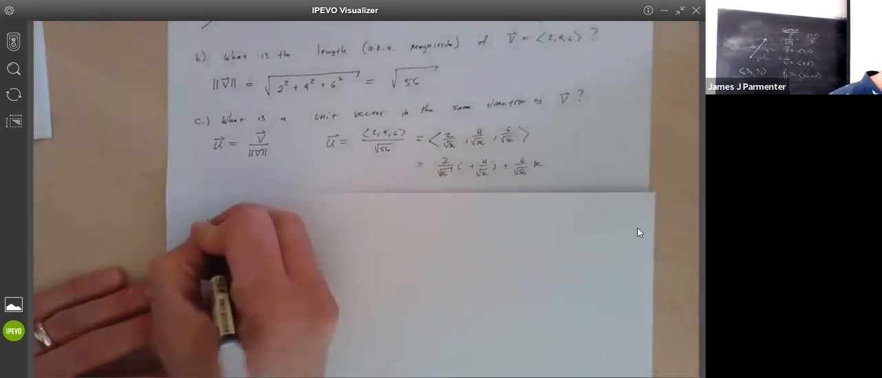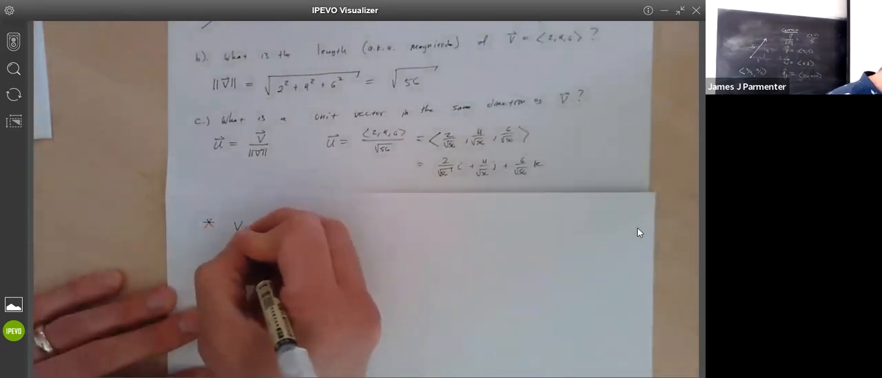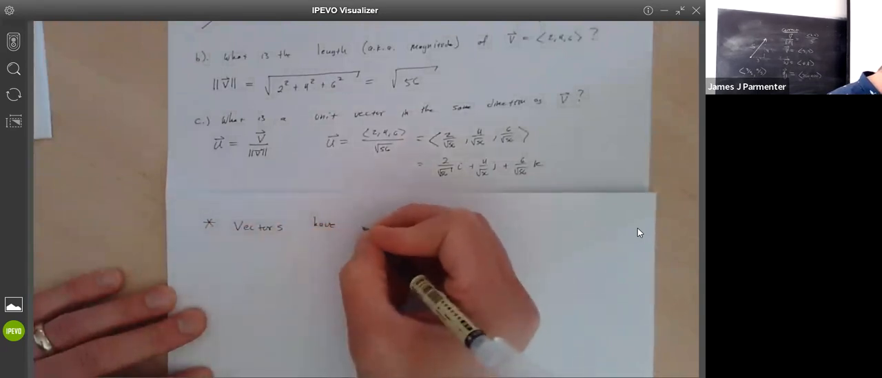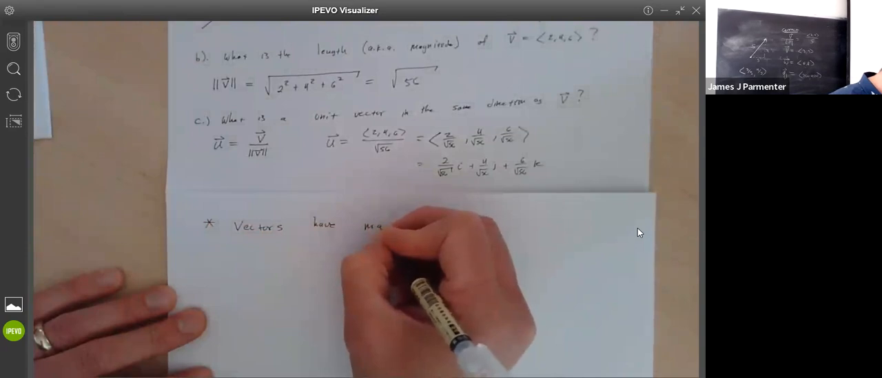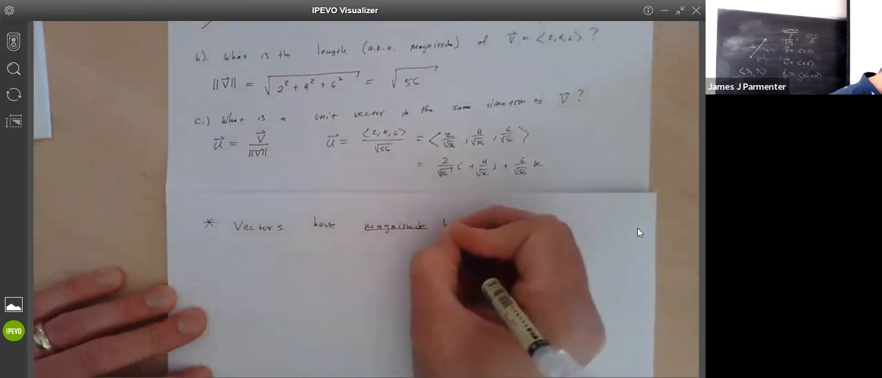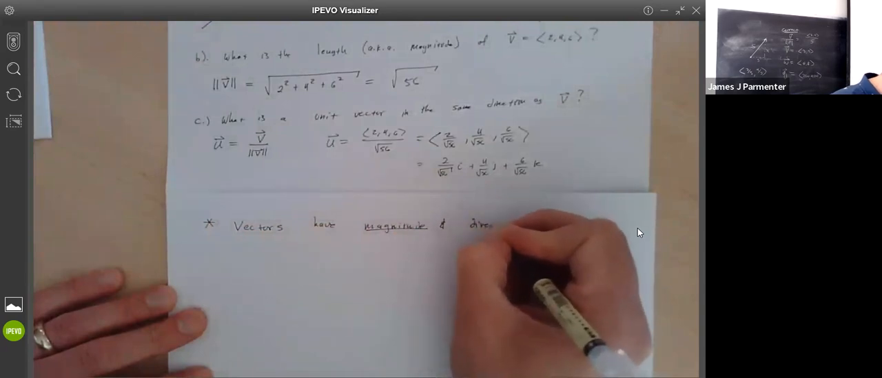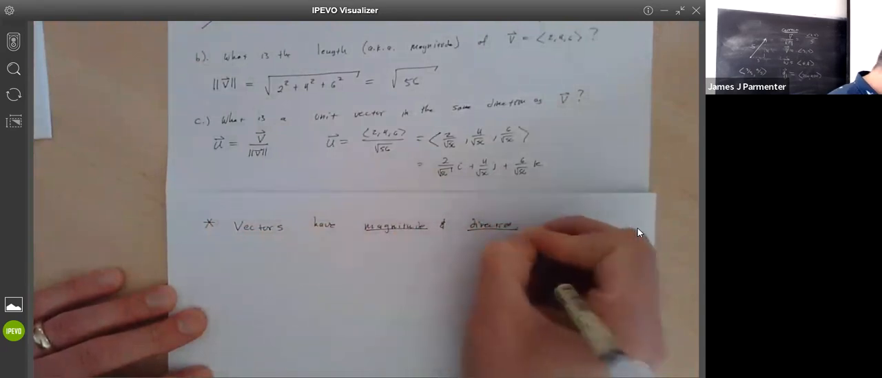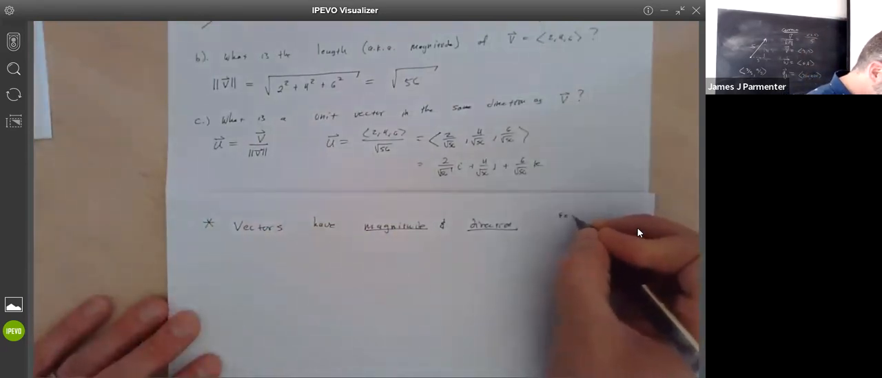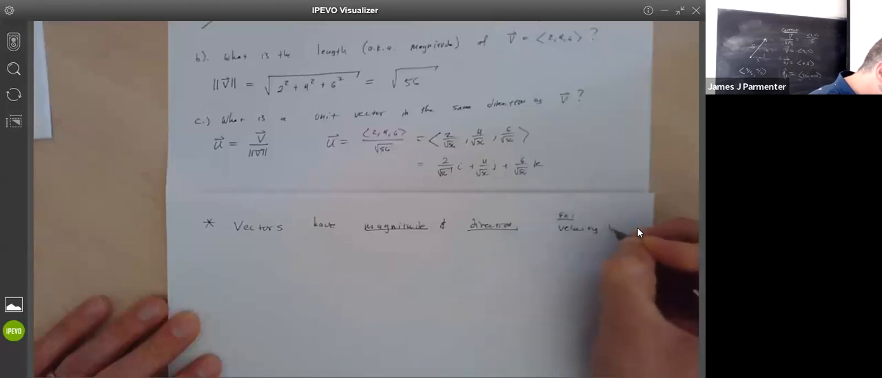So we have the following observations. Vectors, as I said before, have a magnitude, aka a length, and direction. Examples of this that you are probably aware of already are velocity and force.